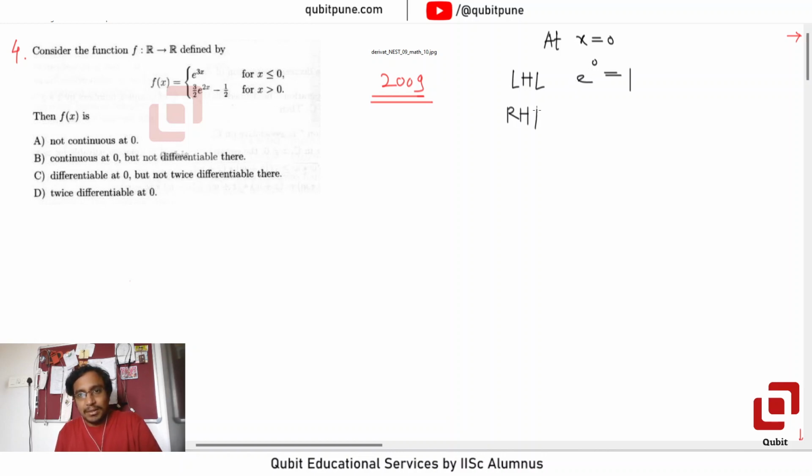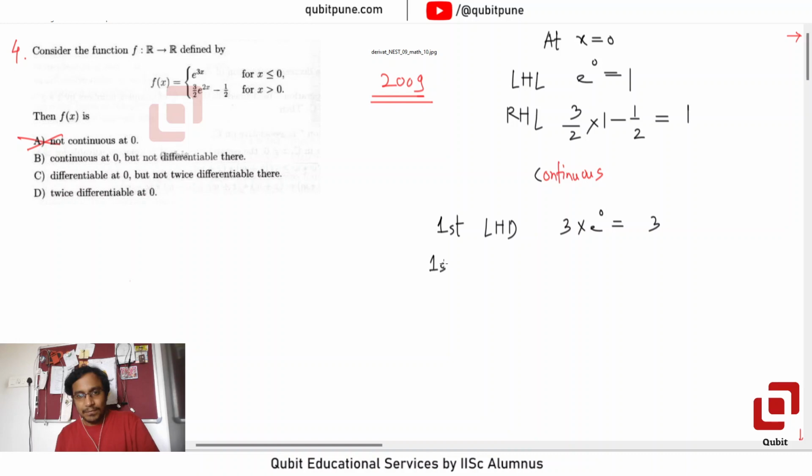What is the right hand limit? 3 by 2 into e raised to 0 minus 1 by 2, 3 by 2 minus 1 by 2, 2 by 2, 1. So that is continuous. So option A gone. Now let's take the left hand derivative. First left hand derivative. Derivative of e raised to 3x is 3 into e raised to 3x. So that is 3. First right hand derivative, what would it be?